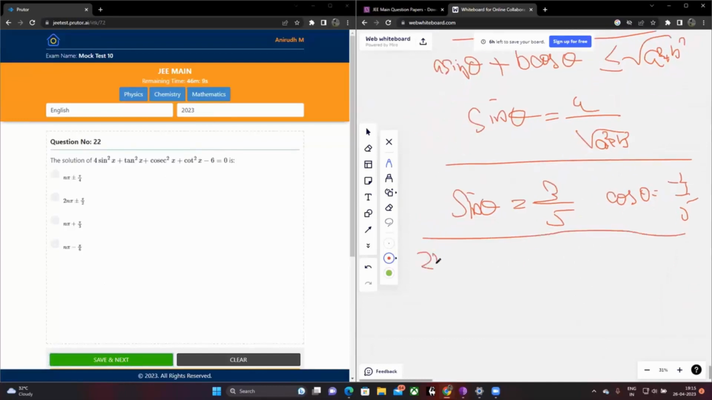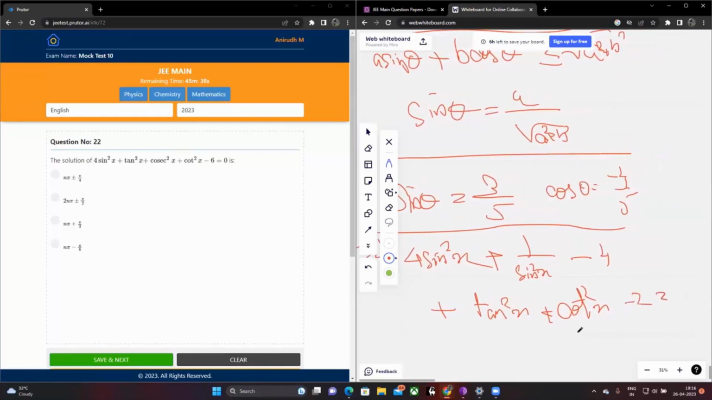Question number 22, where you have the solution of this, right? You see that there are pairs here. This is 4 sine square and a cosecant square. This is a tan square and a cot square, right? So I just try to simplify this using the a minus b the whole square formula, where I'll take the pairs to be 4 sine squared x plus 1 by sine squared x minus 4 plus tan square x plus cot square x minus 2 equals 0, right?